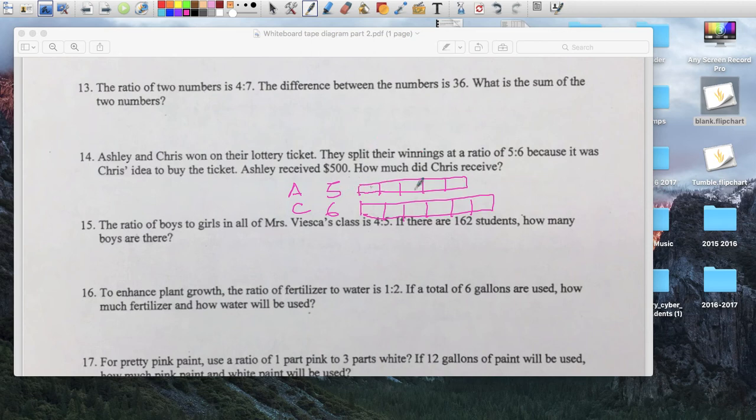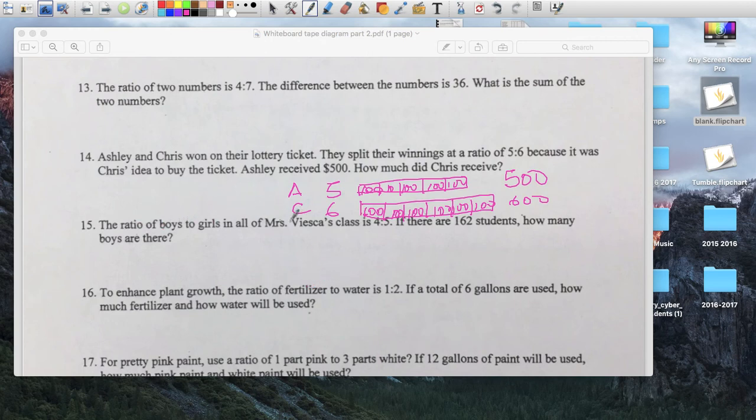Well, 5 to 6. So the new number is 500. That's how much Ashley received. So the total of these 5 boxes is 500. So that's easy. What number can I put in each box? 100. Which means here it's 100. So that means Chris won $600. Okay.